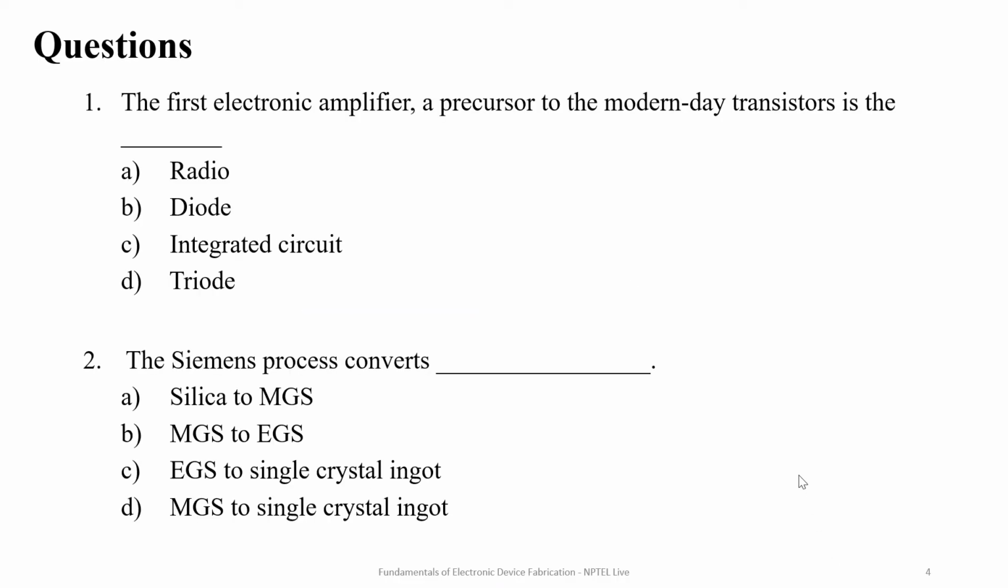No, the Siemens process. Silica to MGS, what was the process? Silica to MGS we used to do by reducing silica, that is sand, with coke, right? That has another name. It is not the Siemens process.